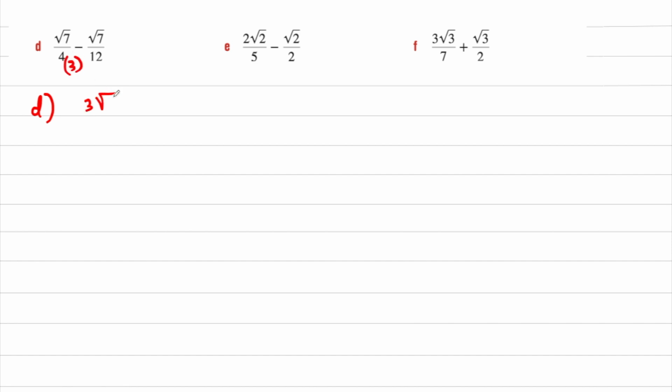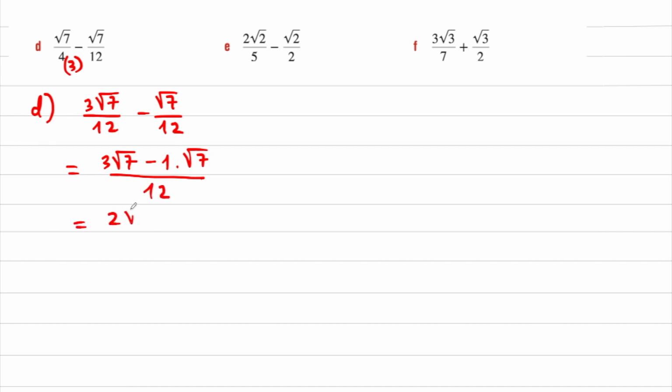About question D, this one is 3 square root 7 over 12 minus square root 7 over 12. So 3 square root 7 minus 1 square root 7 over 12, then 2 square root 7 over 12. Simplify 2 and 12, you get square root 7 over 6.